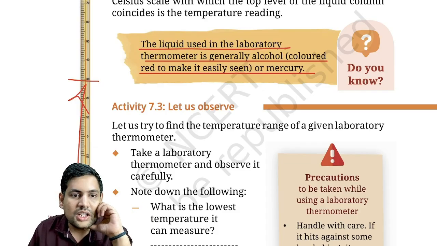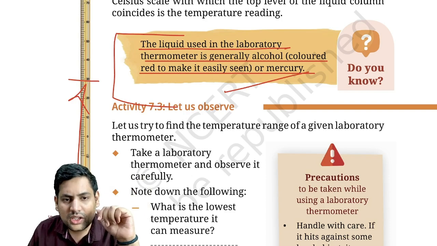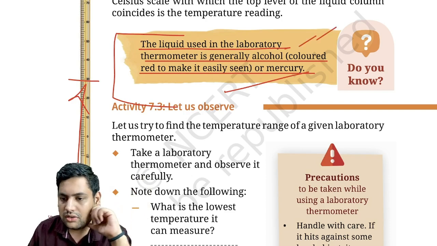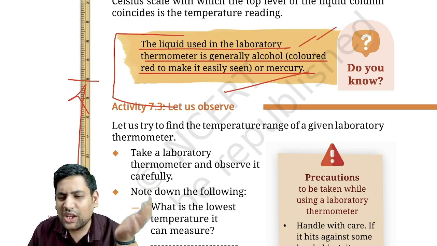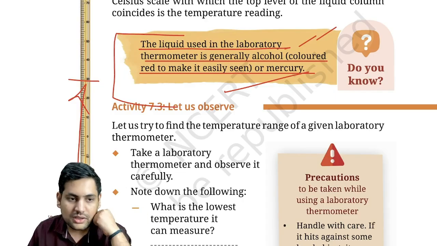From that, you get to know the temperature of a particular liquid in which you have put it or anything like that. So the liquid in the laboratory thermometer is generally alcohol, colored red to make it easily seen, or mercury. Fine, earlier it used to be mercury, now they have started using more and more alcohol. Fine, even in labs nowadays, they are using those heat sensor based thermometers.